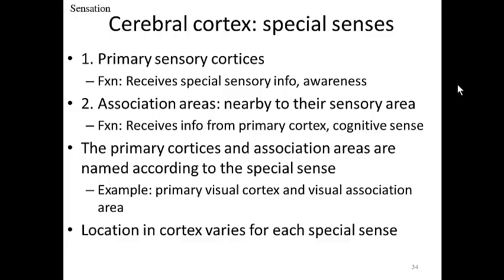So we're going to use primary sensory cortices here that are named for the particular special sense. And then we'll use association areas here that are also named for the special sense. But the pattern's going to be the same. The information will be processed through the thalamus and then sent to the primary cortex, where we become aware of the sensation, and then it will be sent to the association area, where we make cognitive sense of it.